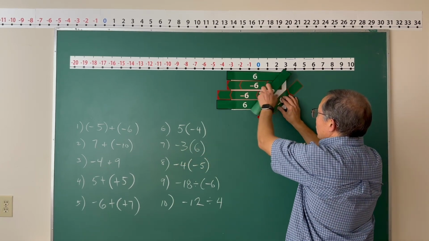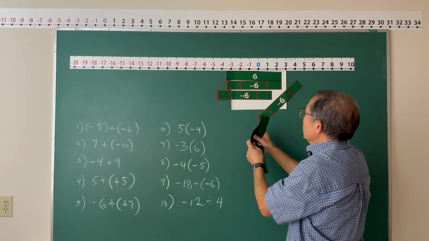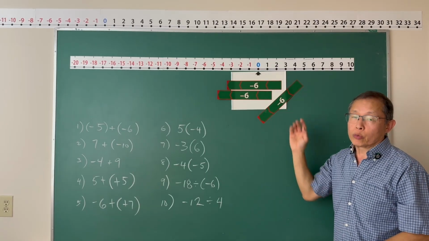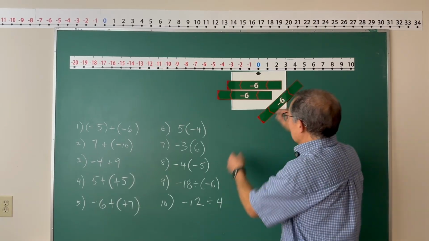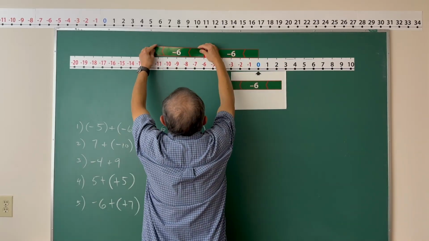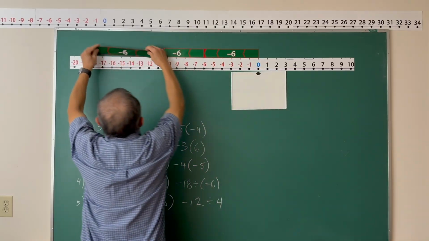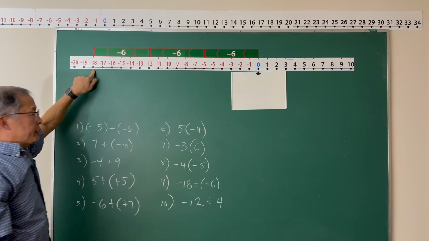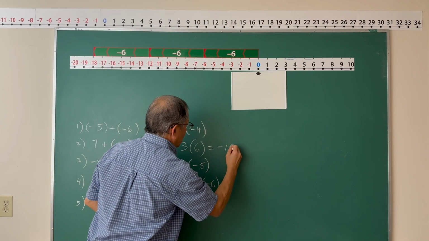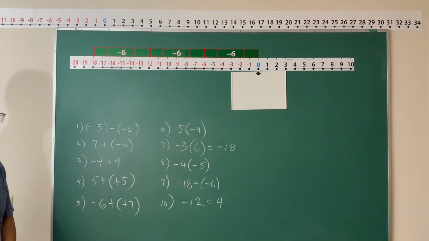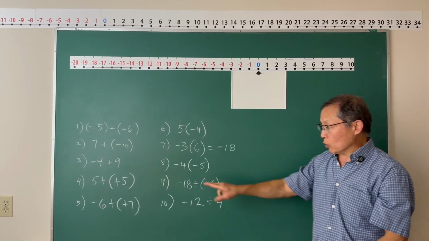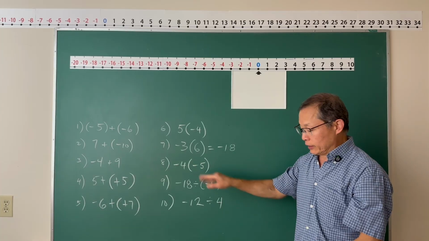So if I take those 3 away, 1, 2, 3, the kids can see what's remaining are 3 -6s. So we end up with a net movement of -6, -6, -6. We end up at -18. So this equals -18.